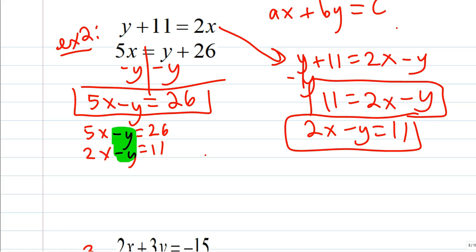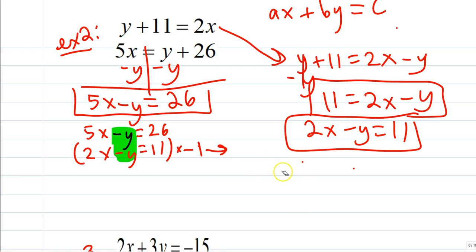How do we do that? Pick one, top or bottom, your choice. Hopefully you said bottom, because that's what I'm going to choose. And to make it change signs, we are just going to multiply that times negative 1. That will change everything. That will make that 2x into a negative 2x. That will make the y into a positive y. That will make the 11 into a negative 11.